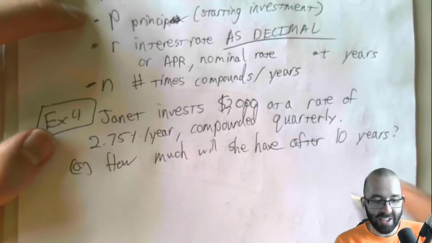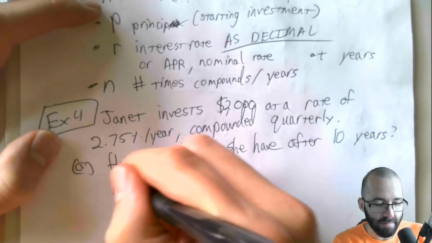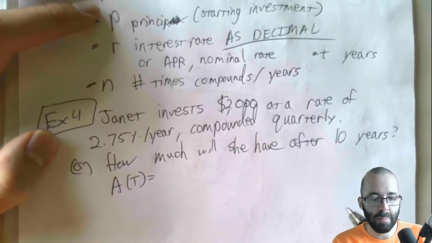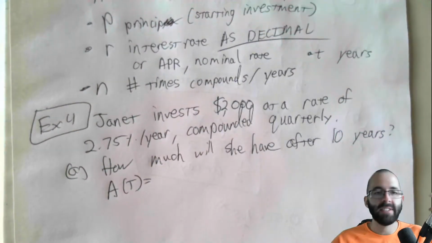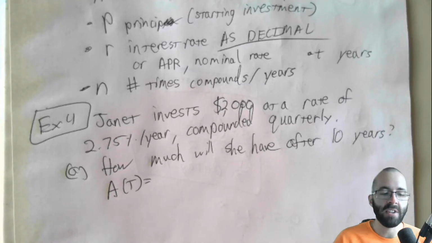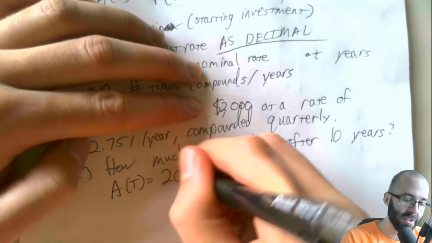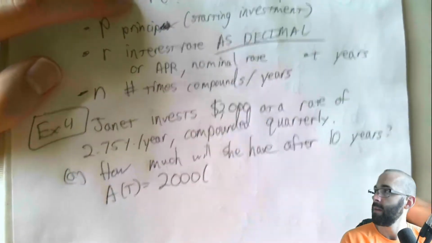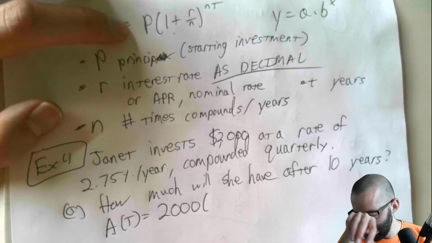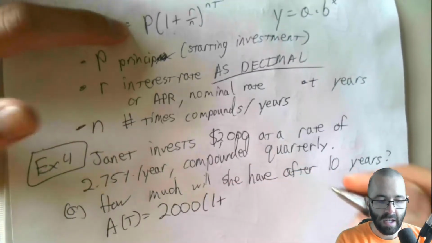All right, so we just have to identify everything. A of t is equal to P. P is our principal, our starting investment. It's Janet's money, let's be clear on that. Janet's investing $2,000, so that's going to be the P. Next is 1. It's always a 1. Plus r.